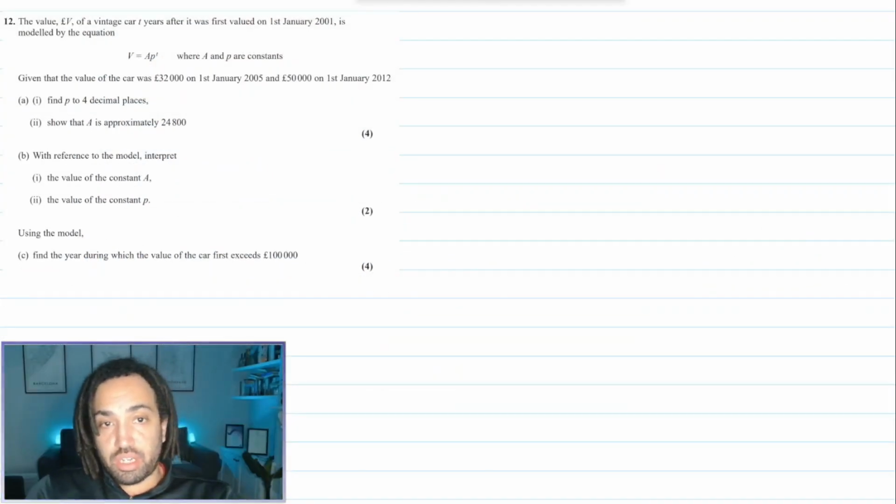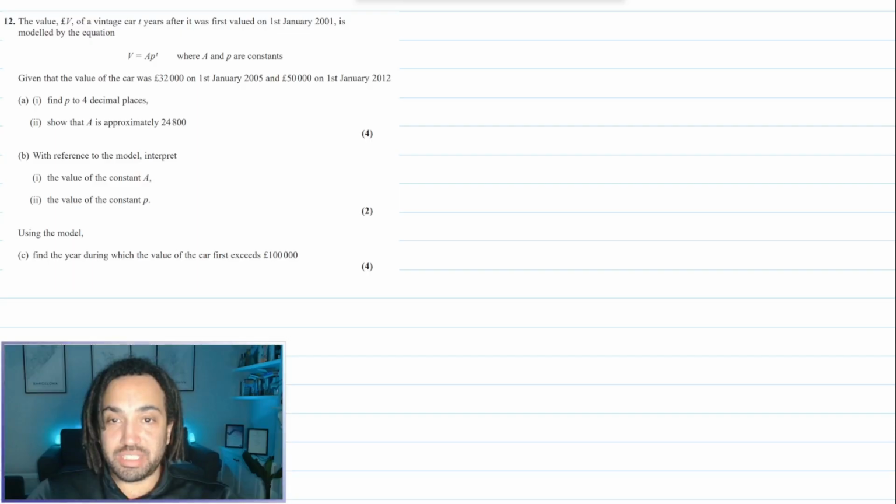Okay, we have a vintage car. The value of it t years after it was first valued on the 1st of January 2001 is modelled by this equation. Given that the value of the car was this on the 1st of January 2005 and then that on the 1st of January 2012, find p to 4 decimal places. Okay, I hate questions like this because I find it really hard to figure out what t is equal to. Right, so let's not overcomplicate it. 2001, and then it goes to 2005. So surely that means that t equals 4.